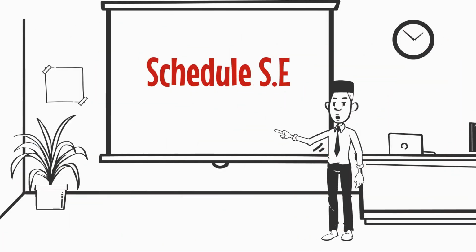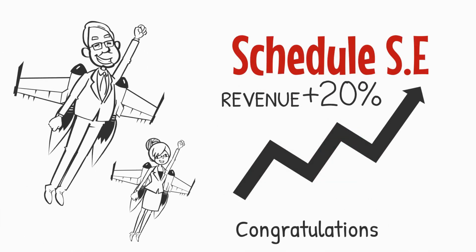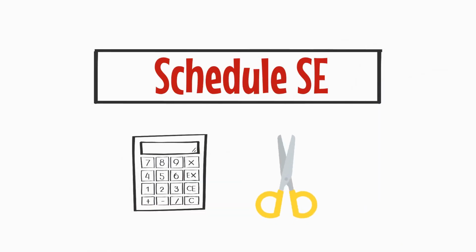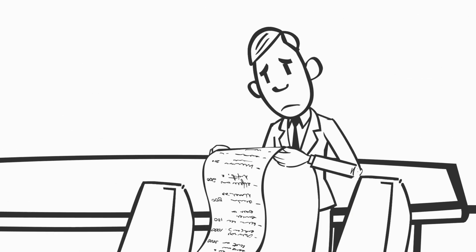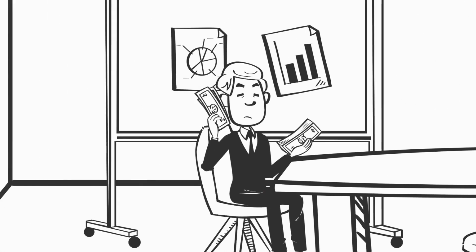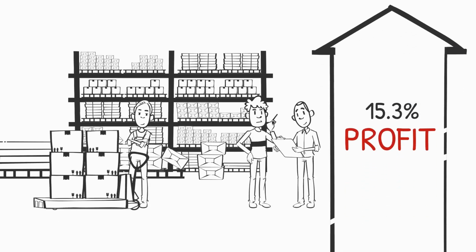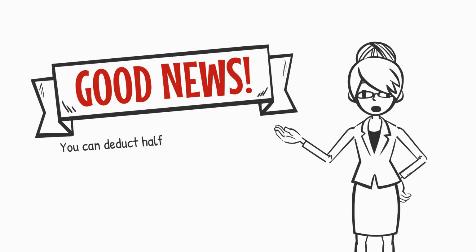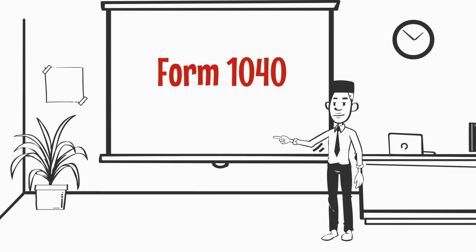3. Schedule SE, self-employment tax. Made a profit on Schedule C? Congrats! Now you owe self-employment tax. Schedule SE calculates your Social Security and Medicare taxes. Normally, your employer covers half of these taxes, but you're the boss now, so you pay both sides, roughly 15.3% on your net profit. The good news, you can deduct half of this tax on your Form 1040, reducing your taxable income.